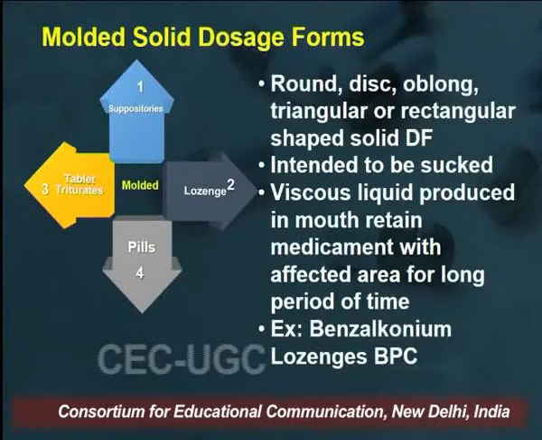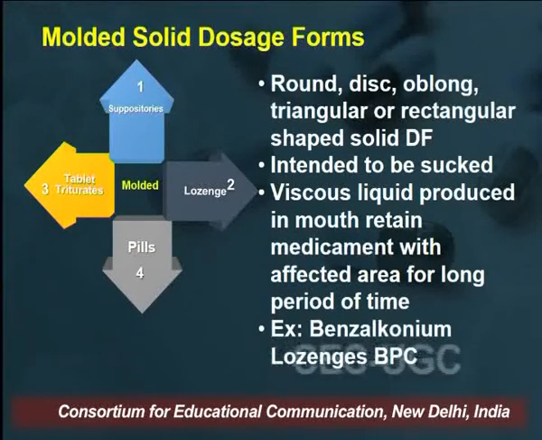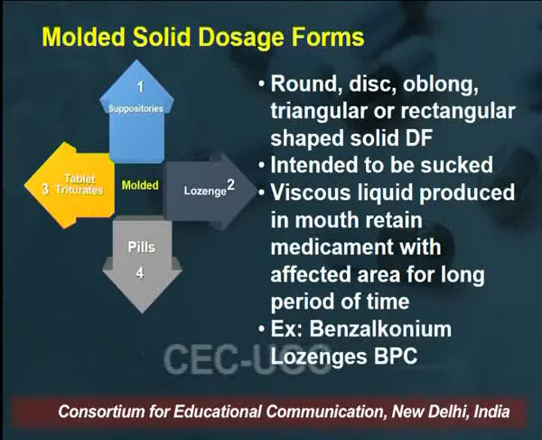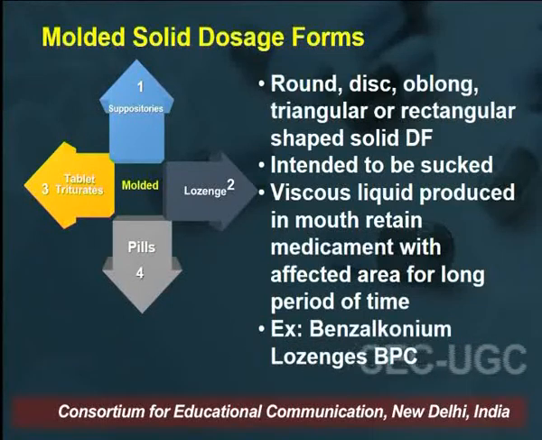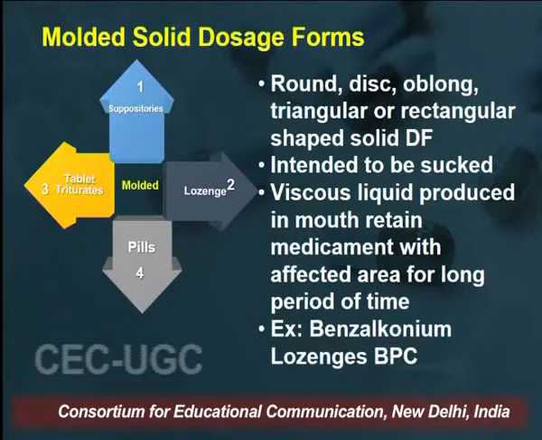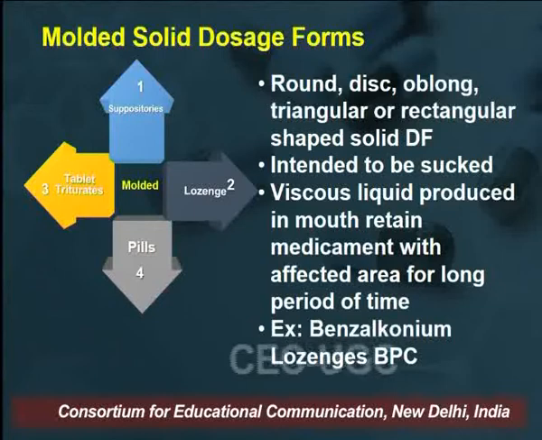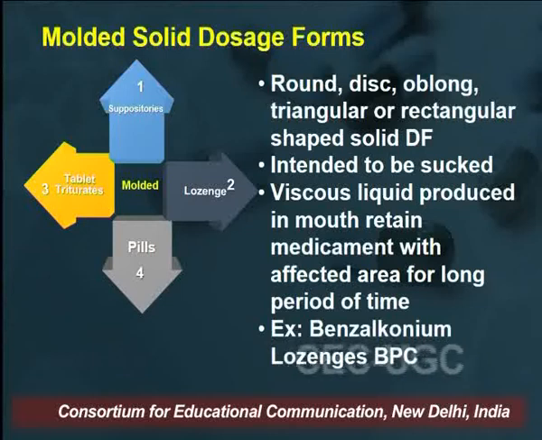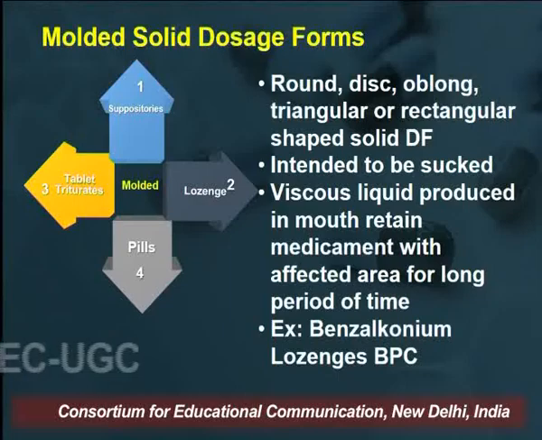Finally, under molded solid dosage forms we have lozenges. Lozenges are round, disc, oblong, triangular or rectangular shaped solid dosage forms. They are intended to be sucked and are generally prepared using a compression mechanism, and these disintegrate to give a viscous liquid in the mouth, which helps to retain the medicament on the affected area for a longer period of time. Example, benzyl choline lozenges, British Pharmaceutical Codex.